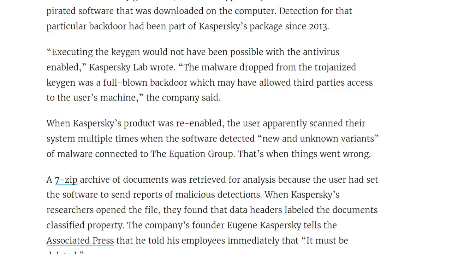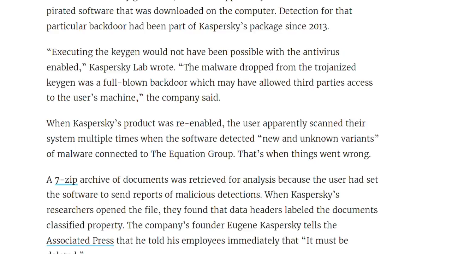The malware dropped from the Trojanized keygen was a full-blown backdoor, which may have allowed third parties access to the user's machine, the company said. So they're claiming that someone else could have gotten this information. But it gets better.